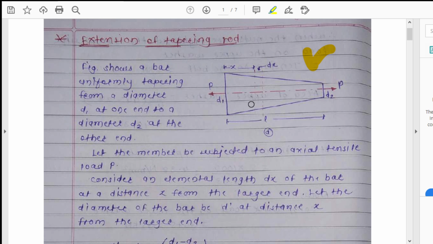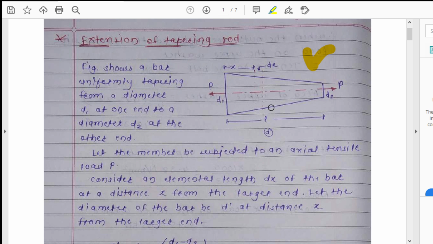Now here the force P is acting, which is a tensile force. That means this force is pulling this whole member in the outward direction. This is a pull force P which is acting at both ends of the tapering rod.